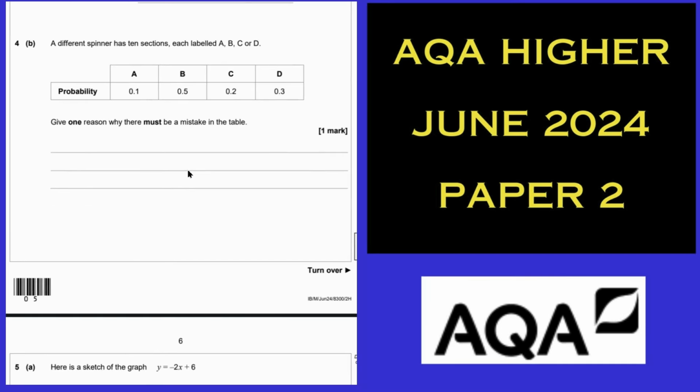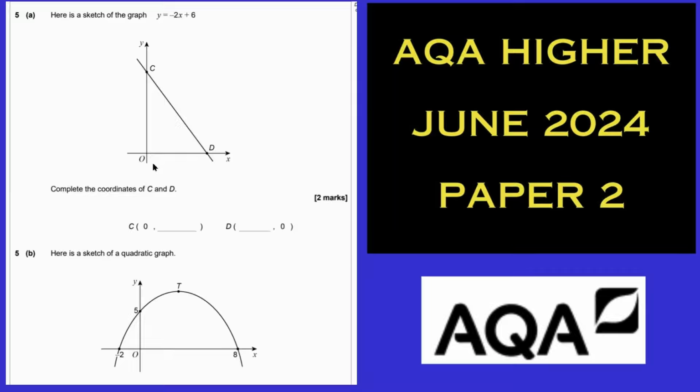Part B, you can phrase it however you want. Any little sentence that says they should add up to 1 and not 1.1, because they do and they shouldn't.